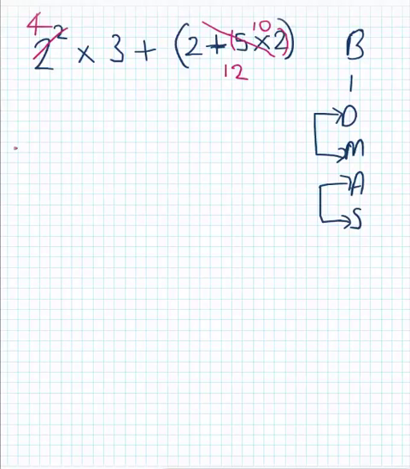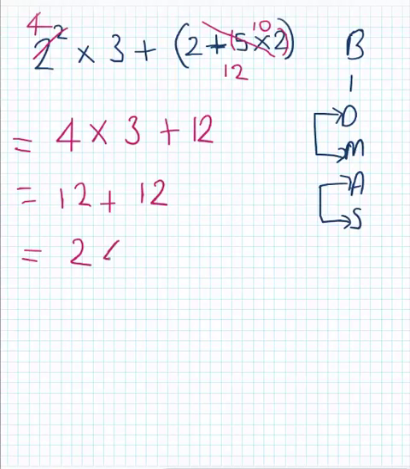I will stop there and start my working out. So I have 4 times 3 plus 12. Check your operations, multiplication and addition. I know multiplication comes first. It's above addition. So 4 times 3 is 12. I've got plus 12. And last of all, what is 12 plus 12? That is 24. So your answer should have been 24.